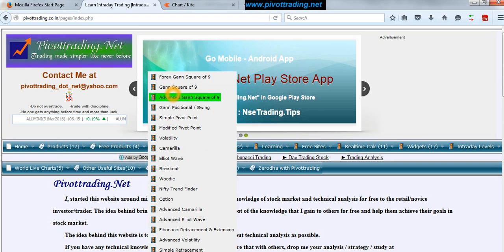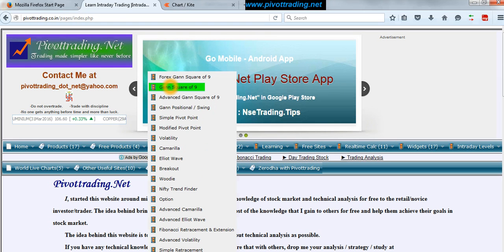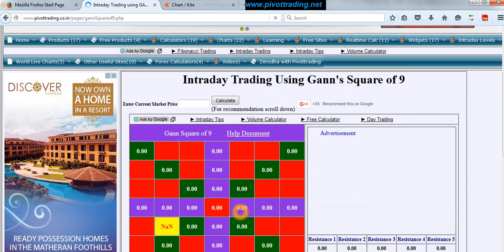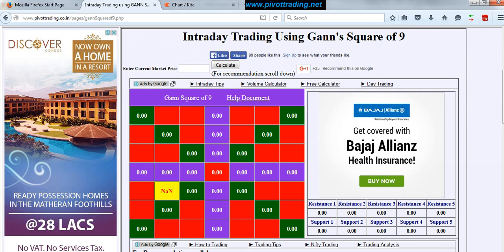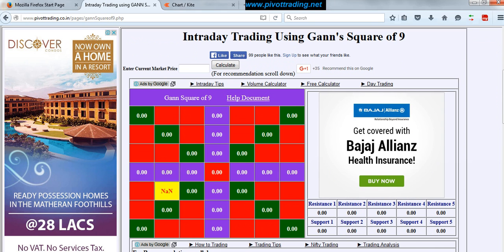You will also see there are a few other Gann calculators. We will look into it in some other presentation, and I will describe at the end of the session what exactly they are. For now, let's look at this simple Gann Square of Nine. As you can see, in our previous presentation, we just saw one level of Gann square where only nine boxes were there. But this is a much larger circle where there would be multiple levels, and this is practically what we use for our intraday trading.